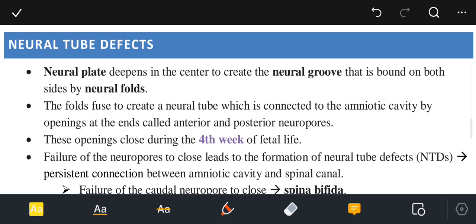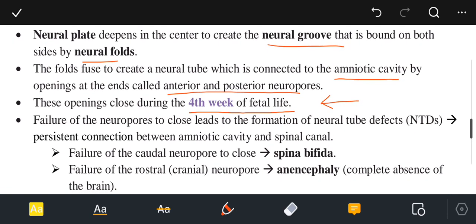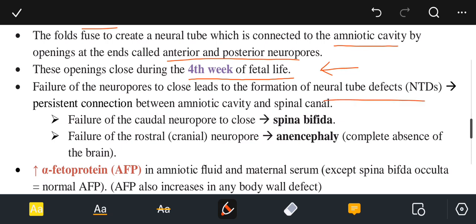The neural plate deepens in the center to create the neural groove that is bound on both sides by the neural folds. The folds fuse to create a neural tube, which is connected to the amniotic cavity by openings at the ends called the anterior and posterior neuropores, as we have previously discussed. These openings close during the 4th week of fetal life. Failure of the neuropores to close leads to the formation of neural tube defects. Presentation: persistent connection between the amniotic cavity and the spinal canal.